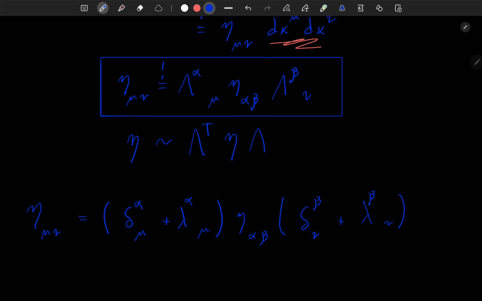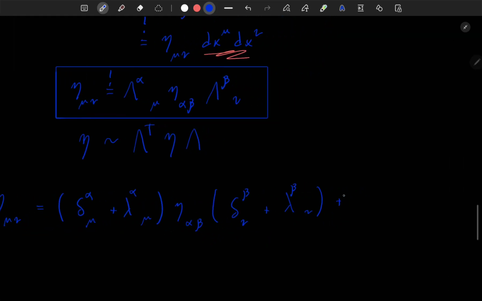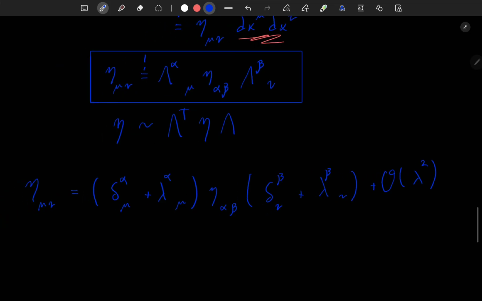Now, let's assume that any Lorentz transformation can be expanded in a power series, which I believe is the case for Lorentz transformations in the proper orthochronous group. So we're neglecting terms in general for order lambda squared type of deal. So we're going to be neglecting such terms in our consideration.